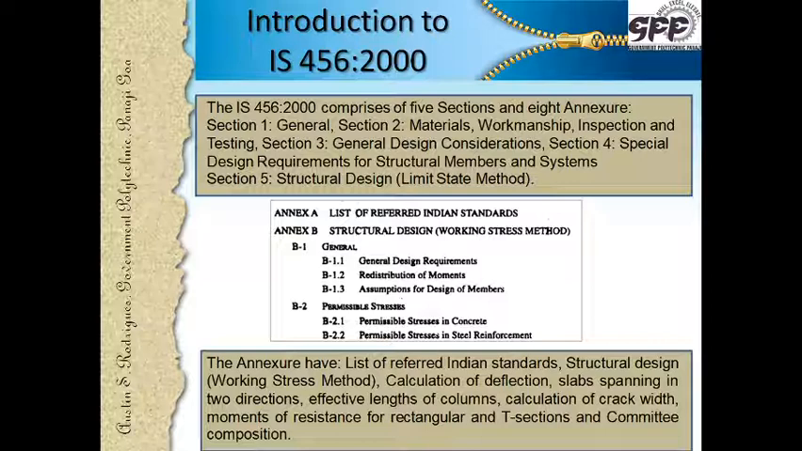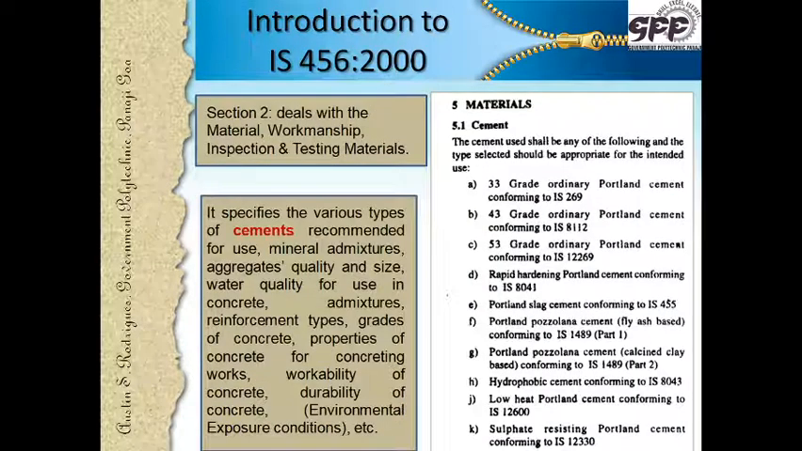And the last annexure deals with the committee composition, which went through all this meticulous work of compiling this IS 456-2000. So as I have told you, section 1 deals with only the terminology used, the symbols used, so it's the smallest section. Coming to section 2, the section 2 deals with the material, workmanship, inspection and testing of materials.